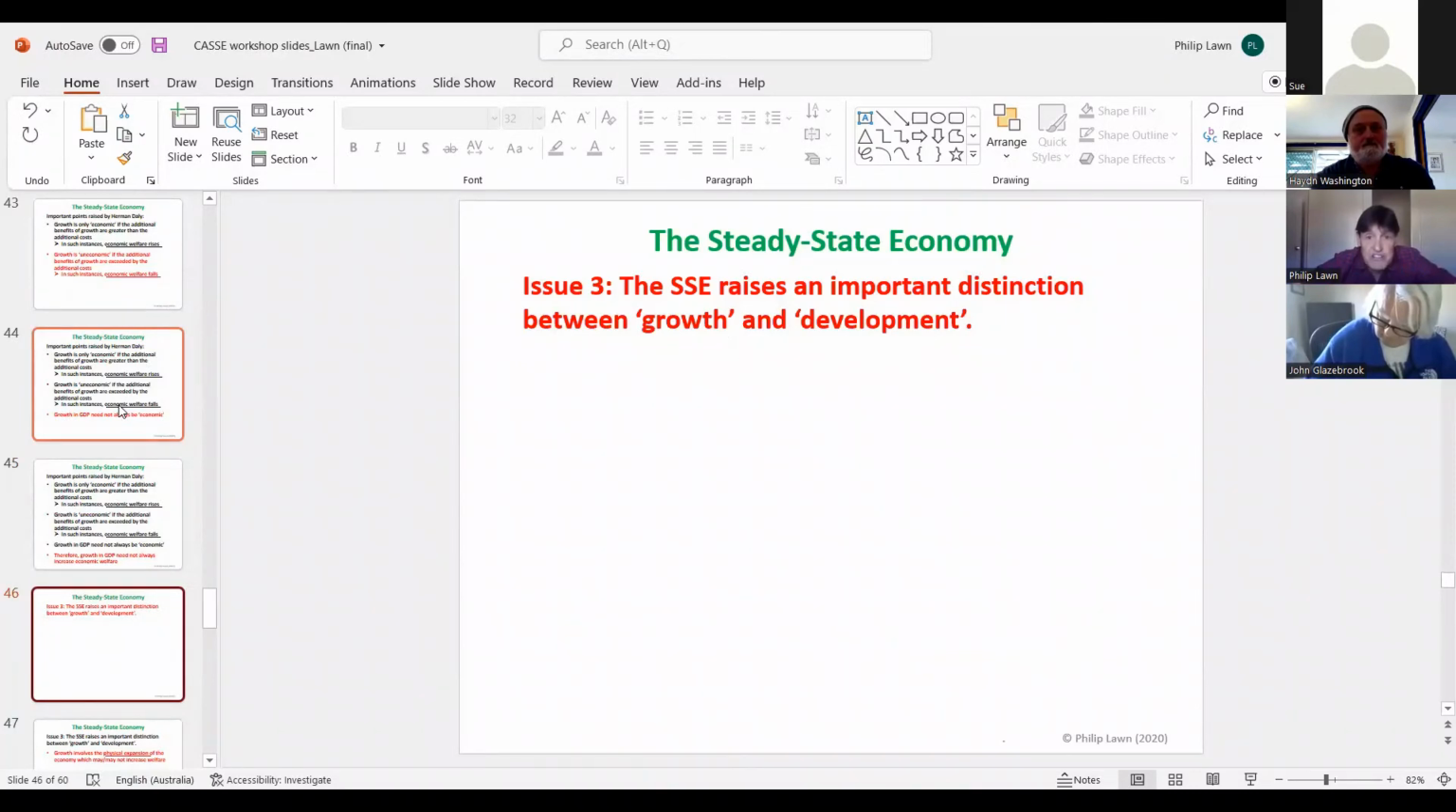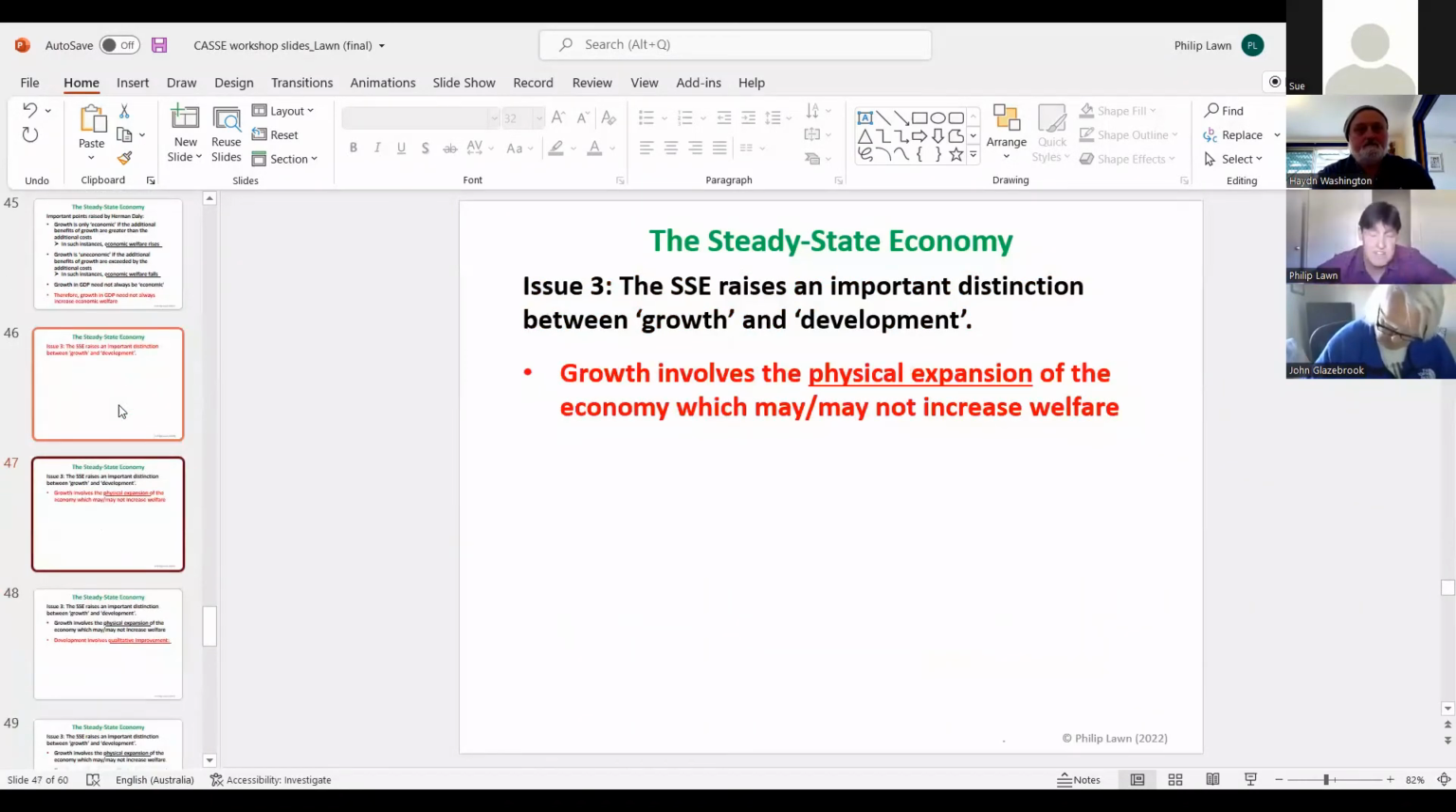So that raises an important distinction, this is issue 3, between growth and development, which is not always recognised by mainstream economists. Growth involves the physical expansion of the economy, which may or may not increase human well-being. It's automatically assumed that growth always increases human well-being, well, since growth can be economic or uneconomic, and growth involves the physical expansion of the economy, then physical expansion of the economy may not necessarily increase welfare. And genuine progress indicator studies indicate that once countries reach a certain level of per capita income or wealth, further increases in per capita income and wealth do not increase economic welfare, in fact, can lead to their decrease, which is a good justifiable reason, not only on ecological grounds, but economic grounds for moving towards a steady state economy.